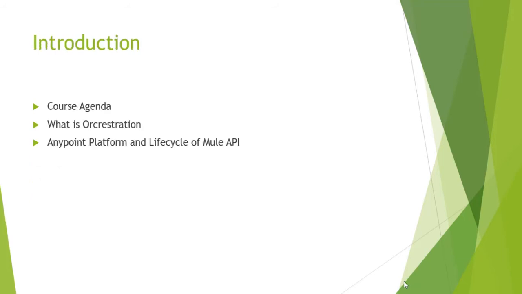Now we'll move to the introduction. I divided this into different sections. The first section is the introduction. Inside this, we are just going through the course agenda. Then we have what is orchestration in Mule, and we'll go through the orchestration part. Then we'll understand the life cycle of a Mule API, and also see the different components available on the Anypoint platform.